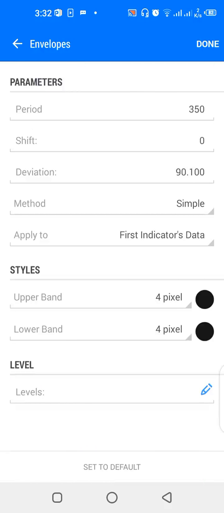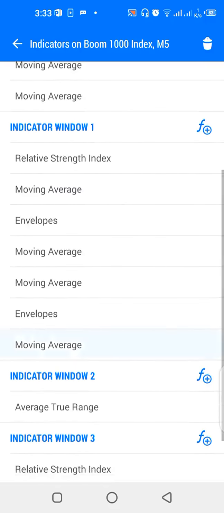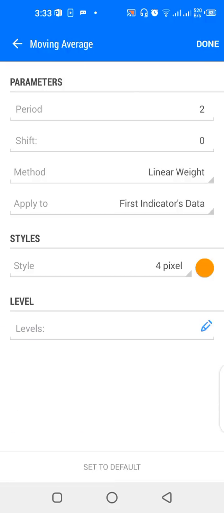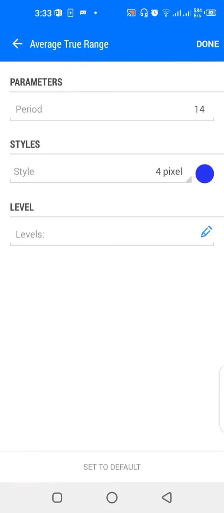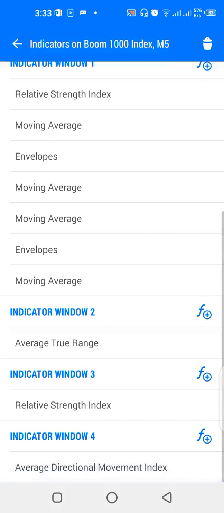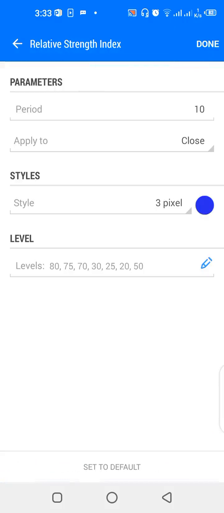Then you have envelopes, period is 350, shift is 0, deviation is 90.10, method is simple, apply to first indicator's data, the upper band and the lower band color is black. Then you have moving average, period is 2, shift is 0, method is linear weight, apply to first indicator's data, and the color is orange. Now indicator window 2 is the ATR indicator, the period is 14 and the color is blue. Then indicator window 3, which is the RSI indicator, the period is 10, apply to close, color is blue.